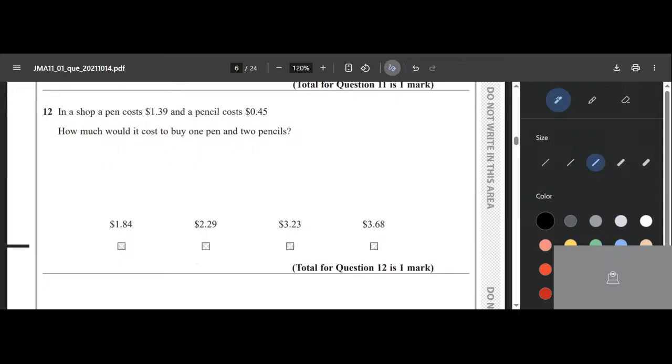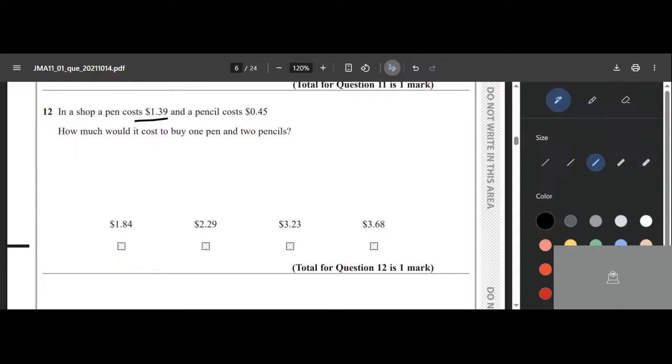So you're told, in a shop, a pen costs $1.39 and a pen costs $0.45.